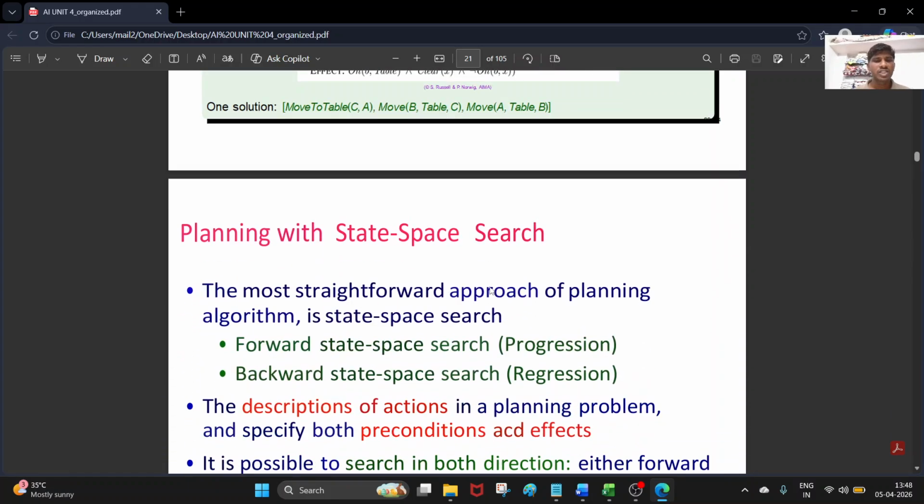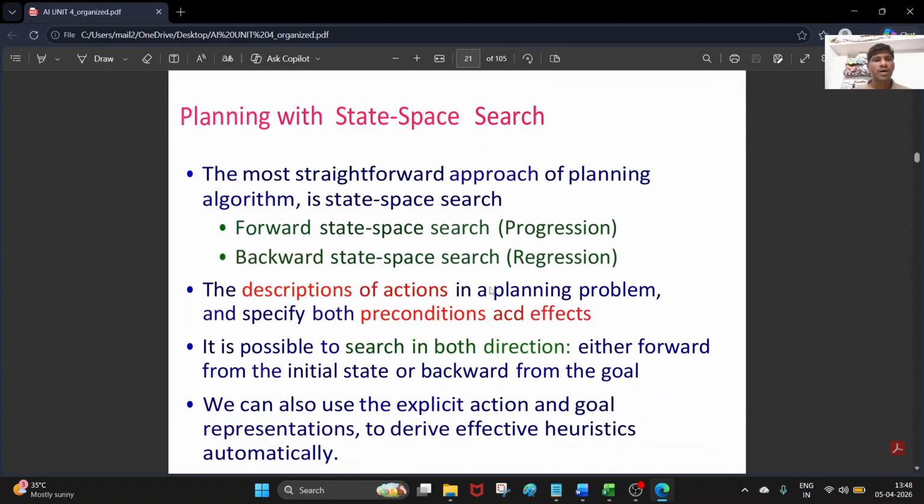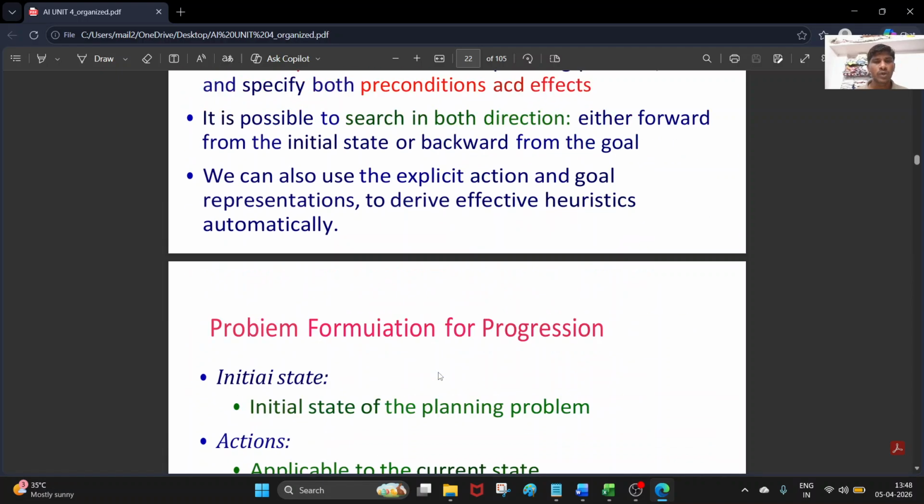Okay, planning with state space search. You'll be having two algorithms: forward state space search, that is progression, and backward state space search, that is regression. Here the description of actions in a planning problem specifies both preconditions and effects. So it is possible to search in both directions, either forward from the initial state or backward from the goal.